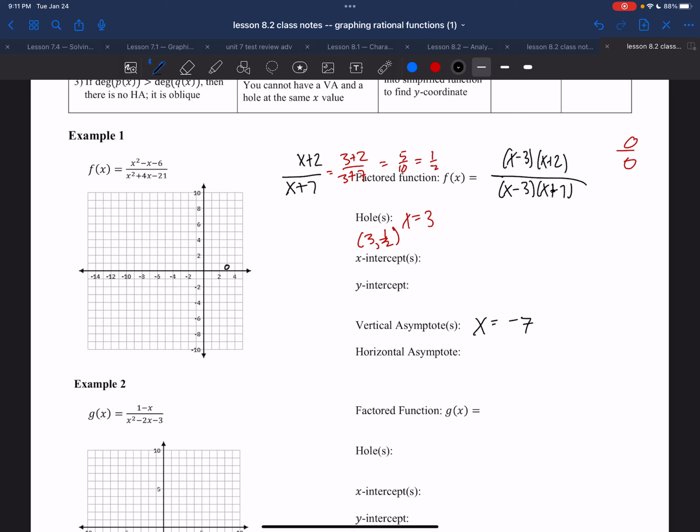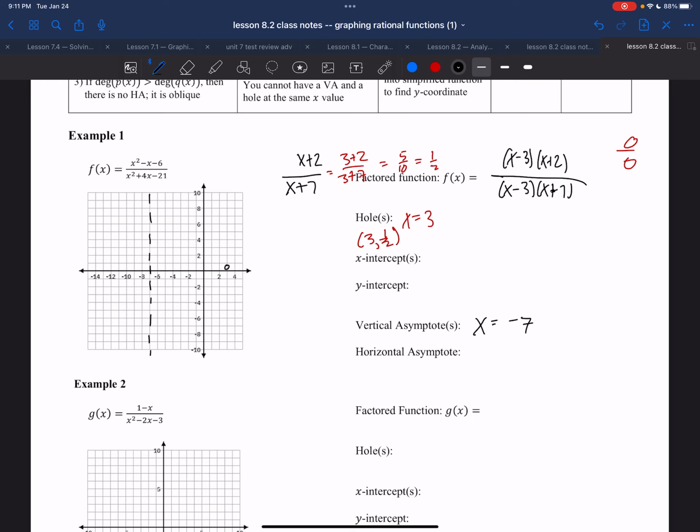So I got x equals -7. Let's put a dashed mark. Make sure when you are drawing this graph, you have to put dashes for asymptotes. Sometimes students are in the habit of drawing solid lines. Don't do that, yeah? Use a dashed line.